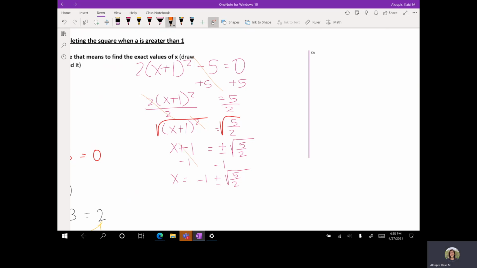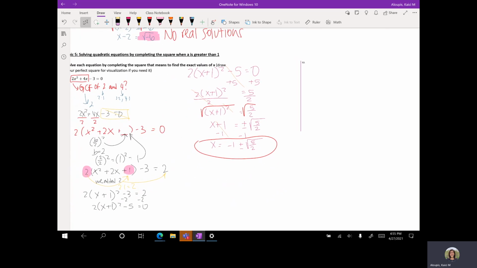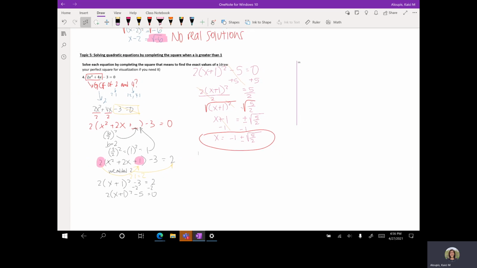Okay, and that's our answer. That's the solution for that problem. You can find the value of the square root of 5 over 2, but unless it asks you for a decimal or an approximation, you can just leave it as that. And that is how we solve quadratic equations by completing the square.